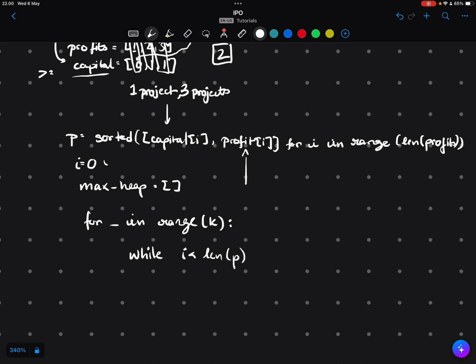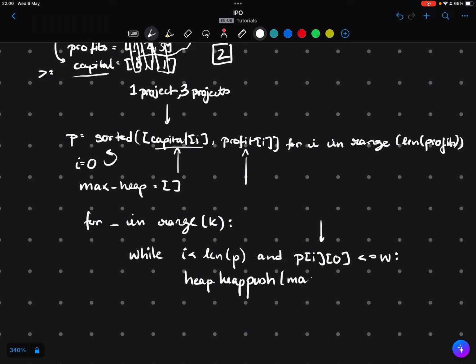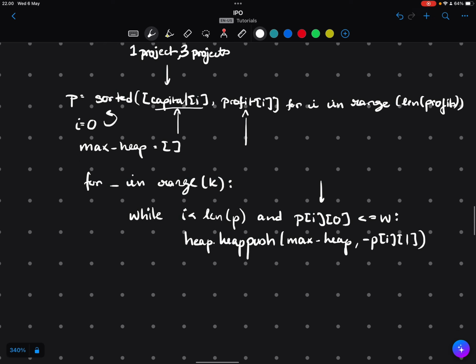Now the thing is, the index itself corresponds to our P, and we use that index in particular to get our capital. So P[i][0], we point to the capital always, and we want cases that are feasible, so less than or equal to our current W. If it is feasible, then what we can do is we can push the profit. We want to maximize the profit, so what we'll do is push the profit itself.